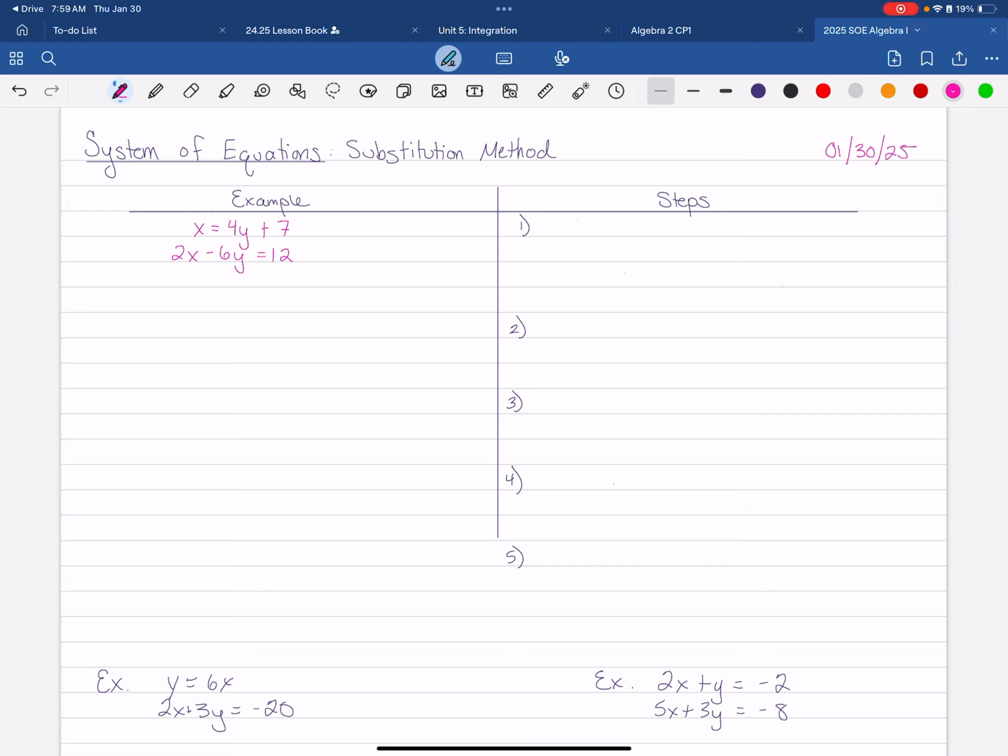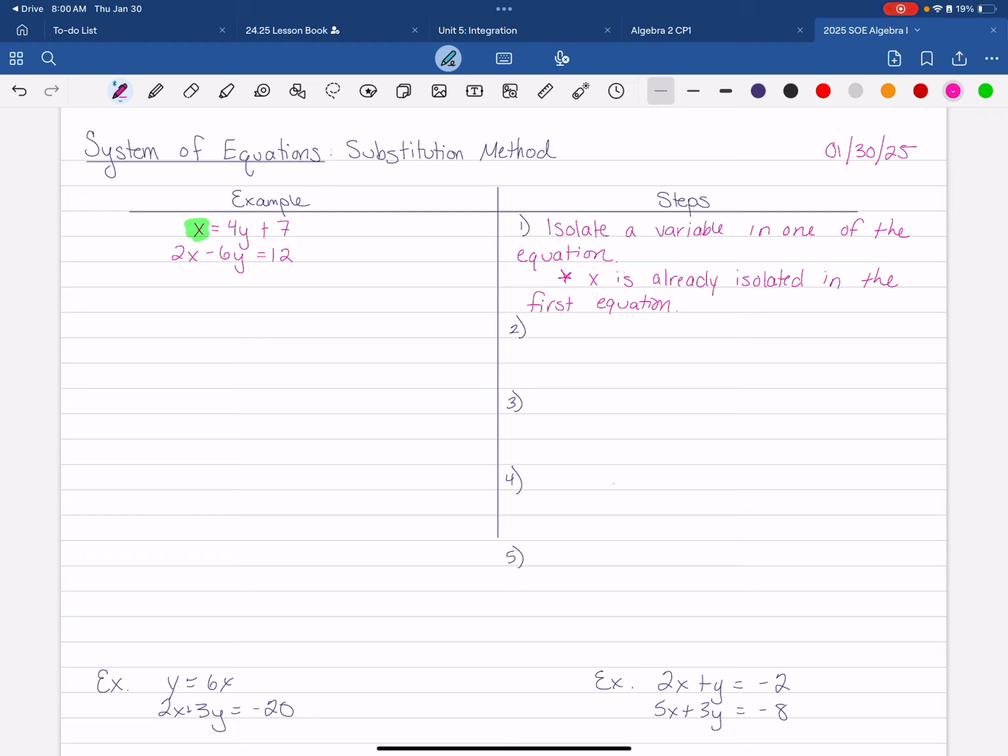So our first step is to isolate a variable in one of the equations. In our case, x is already isolated in the first equation. So I'm just going to go ahead and highlight that so you see that x is already by itself. So when I say isolated, I mean I want it on one side by itself.